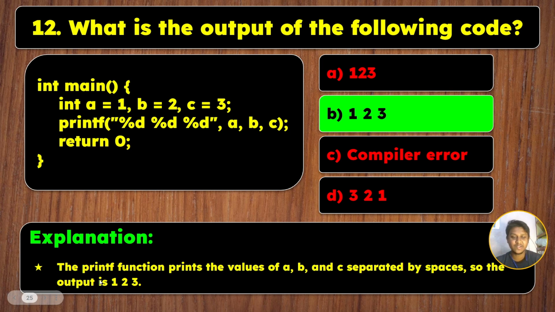So you can see the explanation that the printf function prints the values of a, b, and c separated by spaces. So the output is 1 space 2 space 3. Let's jump to our next question.